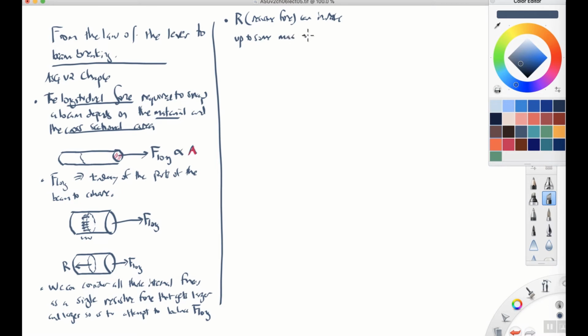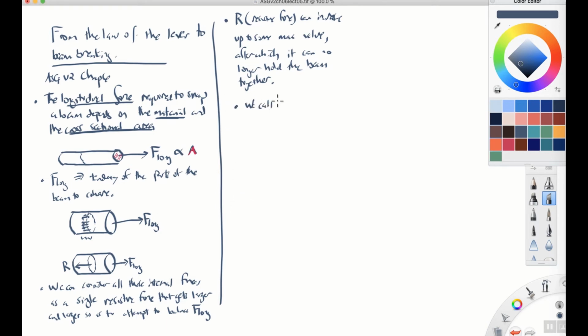Some max value. And that maximum value, like I said, depends on the kind of material and the cross-sectional area of the beam. Okay? After which it can no longer hold the beam together. The beam or the prism or whatever you're trying to break. Okay, so we're trying to come up with some internal description of what's going on as you're trying to break it.